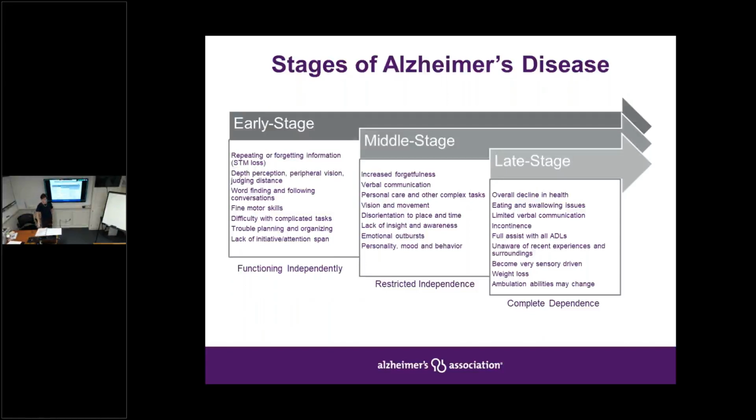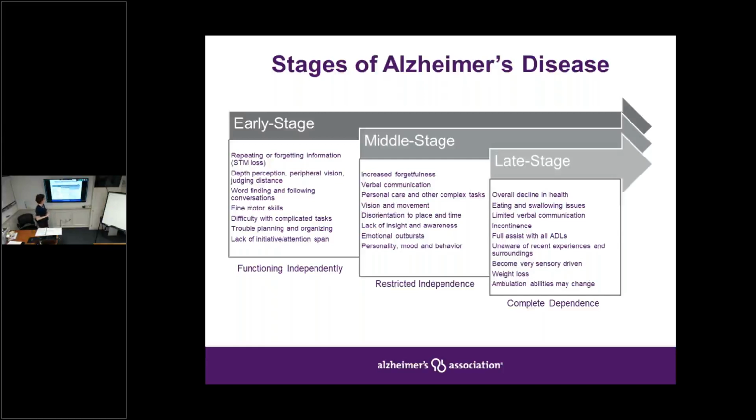So there are stages that we talk about with Alzheimer's disease. And in the early stage, we're going to see things like, again, short-term memory loss is affected. So we get a lot of repeating or forgetting information. Depth perception is changed, so we may see difficulty with judging distance. And I described that person riding in the car who thinks you're speeding because the distance from the side of the road or the tree or the telephone line or the intersection is coming to them in a different manner.